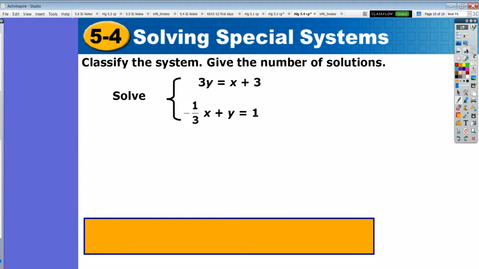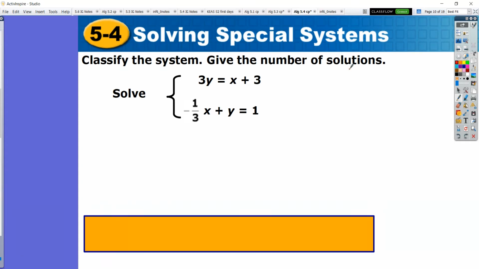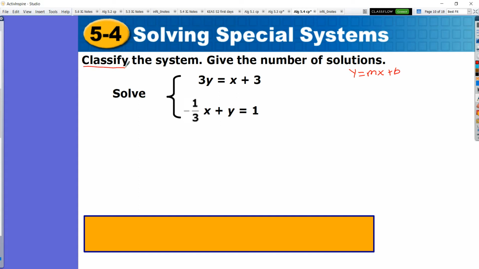So now what we're going to do is take a look at some systems, and we are going to get them into slope-intercept form so that we can classify them, figure out what category they belong to, and then be able to tell how many solutions they have or if they have no solutions. So with these first two equations, we're going to get them into slope-intercept form. I'm going to work with this first one.